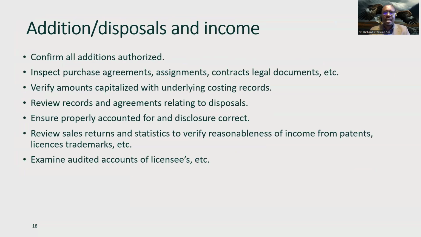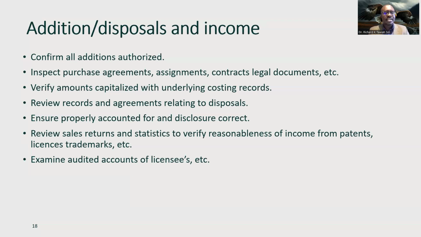Usually we add to assets. We dispose of assets. When we dispose of, we make income. Confirm that any additions are authorized, any disposals are also authorized. I don't just get up and sell the company's vehicle. There must be authorization from minutes of the board.